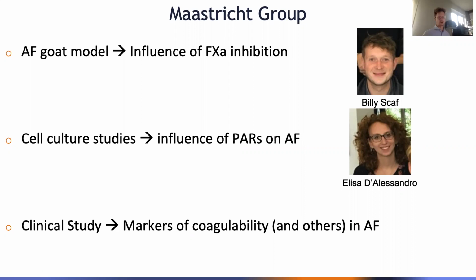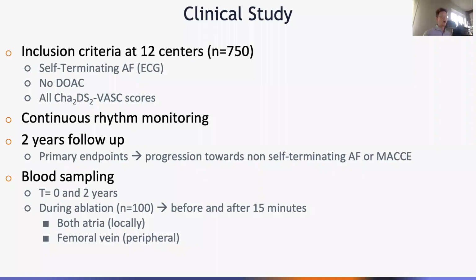We also have a clinical study where I'm involved, where we look at markers of coagulability in AF patients. We are still in the inclusion phase, but in the end we aim for 750 patients with self-terminating AF. These patients don't have an anticoagulant on board. I will later on show you why. We will continuously measure their rhythm for 2 years. The primary endpoints include progression towards non-self-terminating AF or MACE.